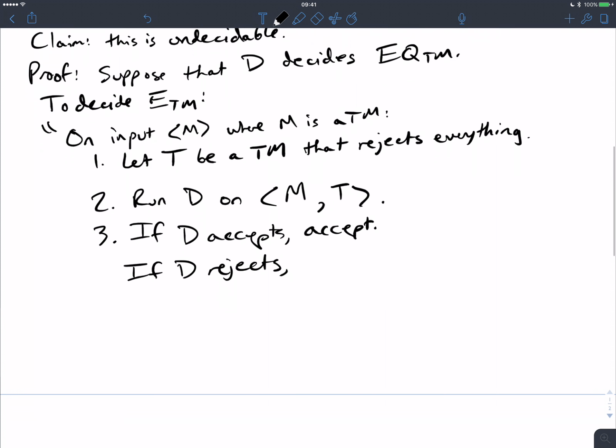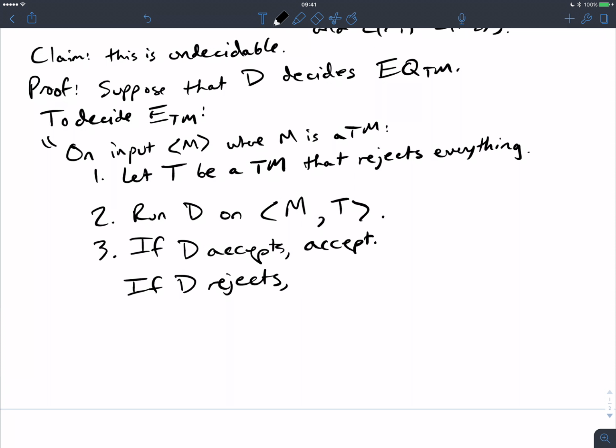I know. All right, if D rejects, then what do I know about M and T's languages? They must be different. Okay, well, if M's language is different than empty, can it be empty? Please say yes. No.